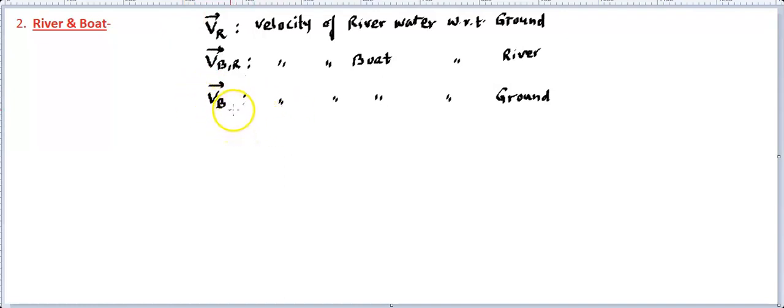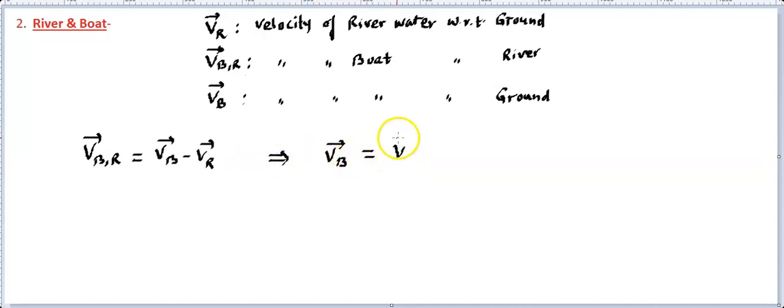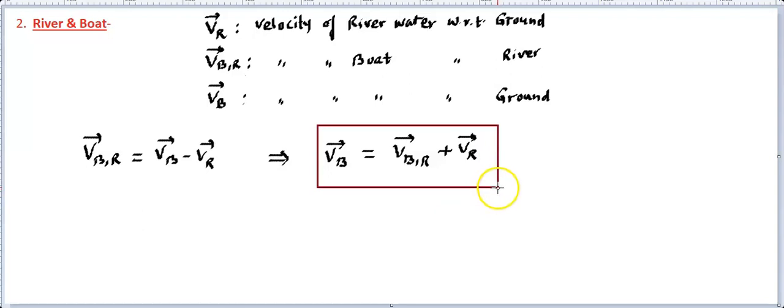So these are the three terms, and we know how to relate these three terms. Velocity of boat with respect to river is velocity of boat minus velocity of river. That's a formula. Since our interest in this case is going to be the velocity of boat, or velocity of swimmer or velocity of man, whatever you call it, this is going to be equal to velocity of boat with respect to river plus velocity of river. Now this case is going to be quite easier, because you are going to add the two vectors directly, and you are not going to subtract them.